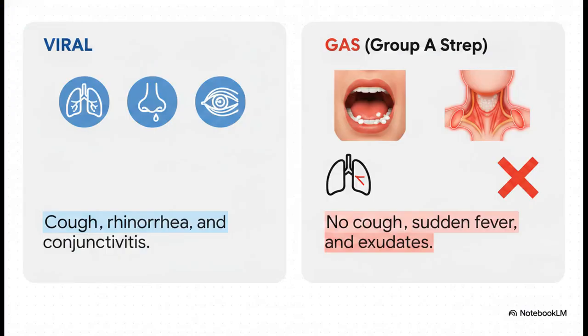And here is the ultimate clinical showdown. Viral pharyngitis tends to be, well, wet and widespread. Cough, rhinorrhea, hoarseness, maybe even conjunctivitis. Group A strep, on the other hand, hits completely differently. We're talking sudden fever, nasty tonsillar exudates, and tender anterior cervical lymph nodes.